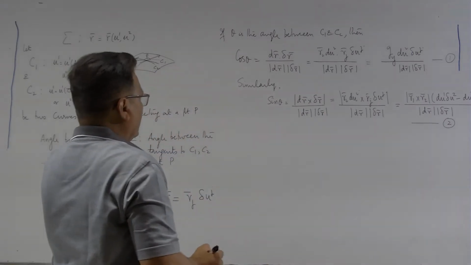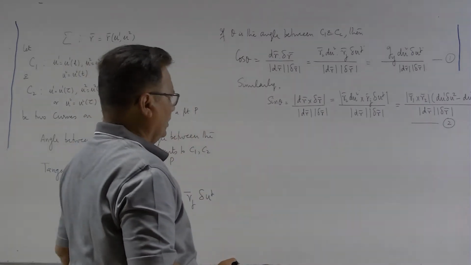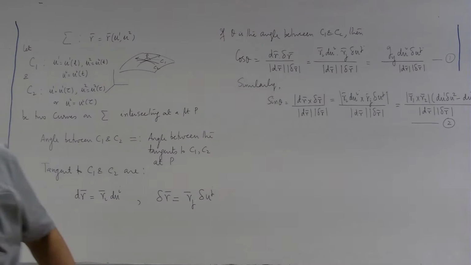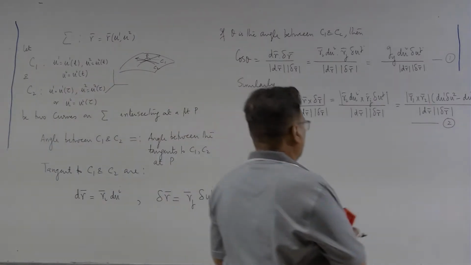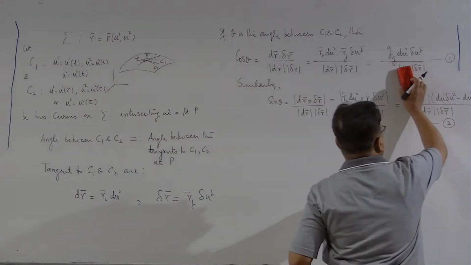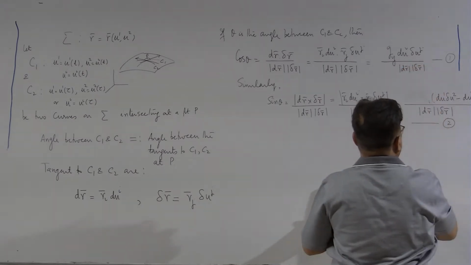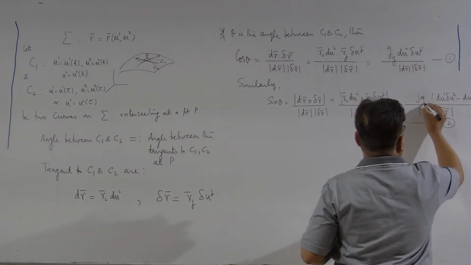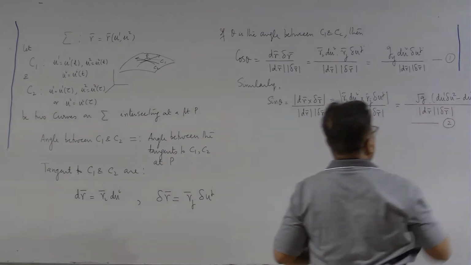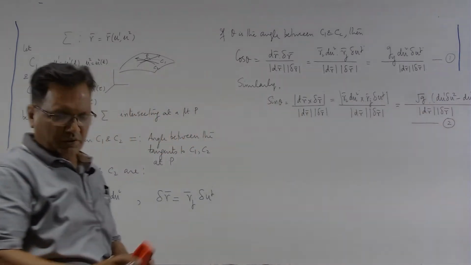All right. r_1 cross r_2 you can call as under root g. So I can replace r_1 cross r_2 by under root g. In the next step, you may write down equal to under root g into (du^1 delta u^2 minus du^2 delta u^1).